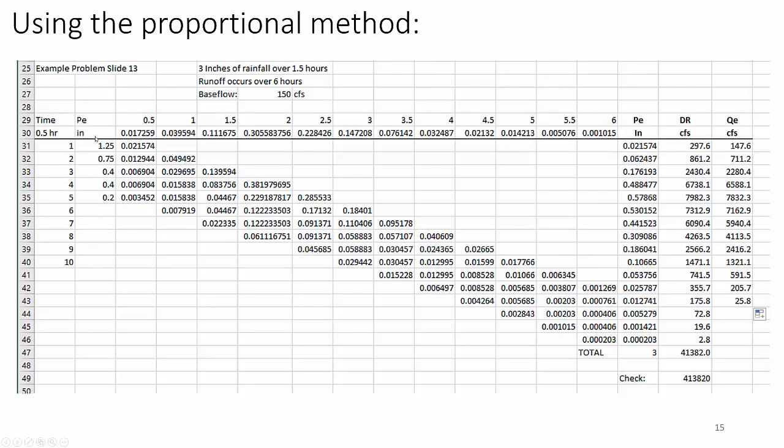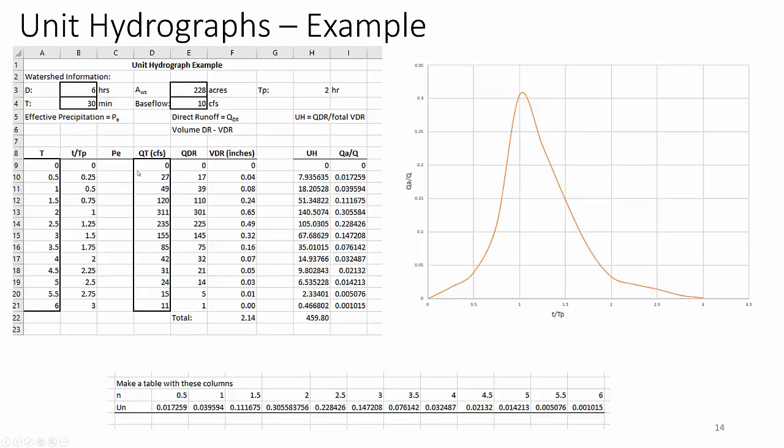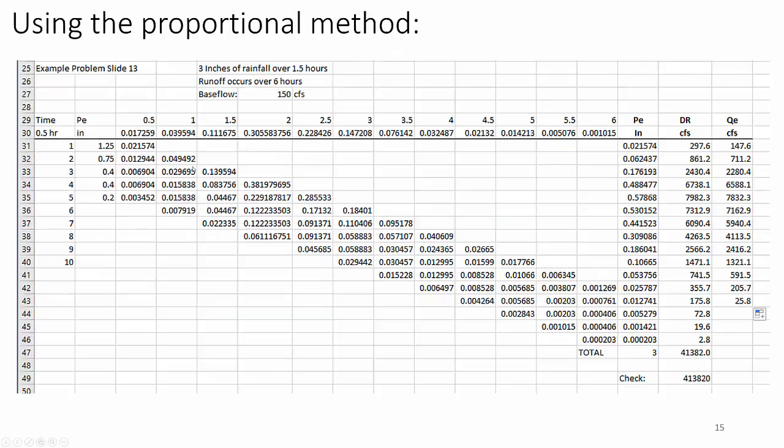And then we add the precipitation that we have from our rainfall event. We know that we're given precipitation for a particular rainfall event. And the precipitation is 1.25 inches in the first half hour, 0.75 in the next half hour, 0.4 in the next, 0.4 in the next, and 0.2 in the next. We know that we have 150 CFS base flow for this system, and it occurs over 6 hours. So here's our 6-hour rainfall event. We have 3 inches of rainfall over 1.5 hours. That gives us runoff over 6 hours. And we know our time of peak was 2 hours.